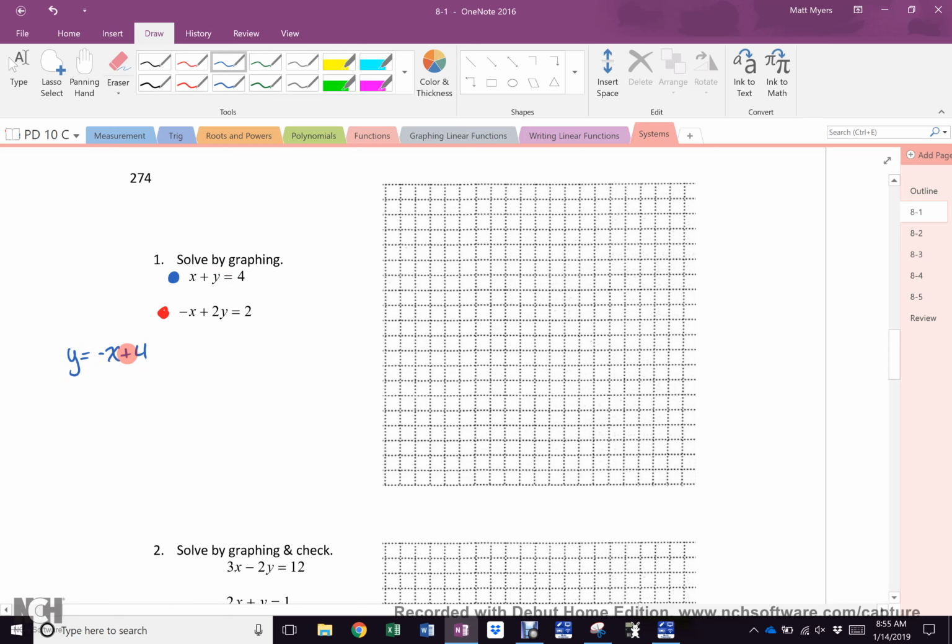Could we graph that in our sleep? Of course we could. And the red one, what's that one going to be? 2y equals x plus 2, but that's not quite done, is it? What is it really? y equals 1/2 x plus 1. Yeah? Now, go over to your graph and graph them.